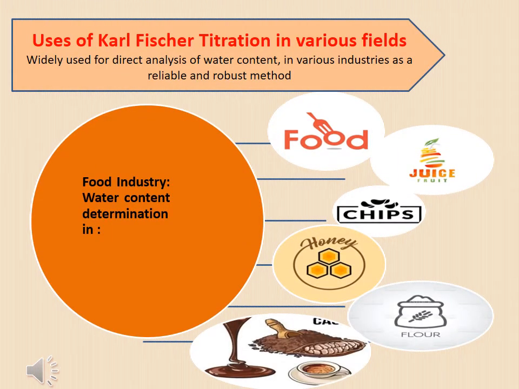So now moving to the uses of Karl Fischer titration in various fields. It is widely used for direct analysis of water content in various industries as a reliable and robust method. Karl Fischer titration is a useful method for water determination in various materials, including less soluble or insoluble samples. The water content can be easily and selectively determined in complex food matrices such as dairy, meat products, honey, sugar, chips, chocolates, fruits and vegetables. So there are many advantages for water determination by KFT that cover all the water content ranges and the determination of both free and strongly retained water.